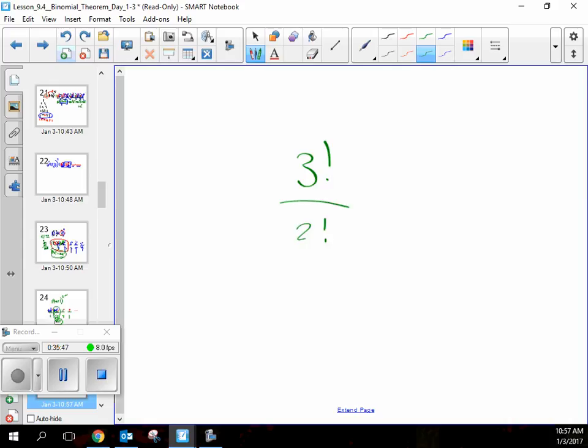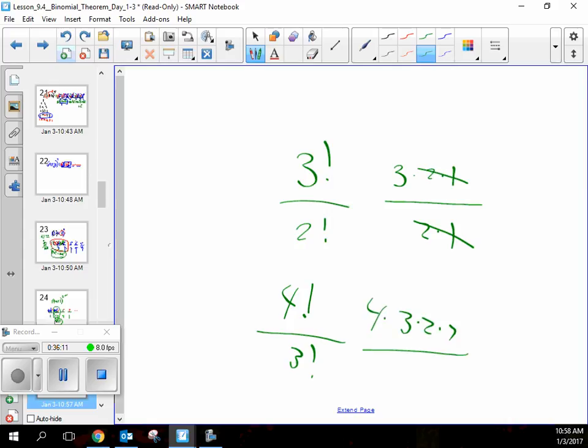You could actually figure this out and say, what is 3 times 2 times 1? And that's 6 divided by 2 times 1. But you could cancel stuff. Do you get how that and that would cancel? And the answer is just 3. Okay? So what's 4 factorial over 3 factorial? That'd be just 4. Good. Because it's 4, 3, 2, 1 all over 3, 2, 1. And the 3, 2, 1s cancel the 3, 2, 1s. And the answer is just 4.